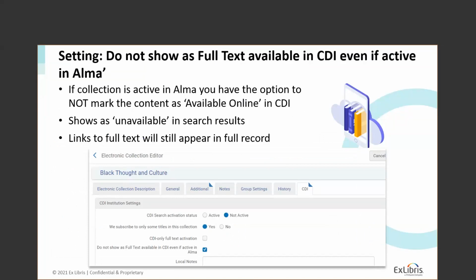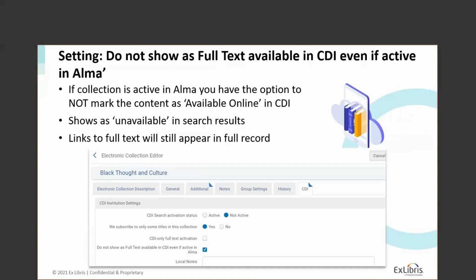So normally we know that if we make the activation in ALMA, we are also at the same time activating the corresponding CDI collection if it exists. So this is a way to say, and it's right down here, if you can see my mouse, do not show as full text available in CDI, even if active in ALMA. So this is preventing the CDI results from showing up. So it's preventing the article, book chapter level CDI collection from displaying in your search.